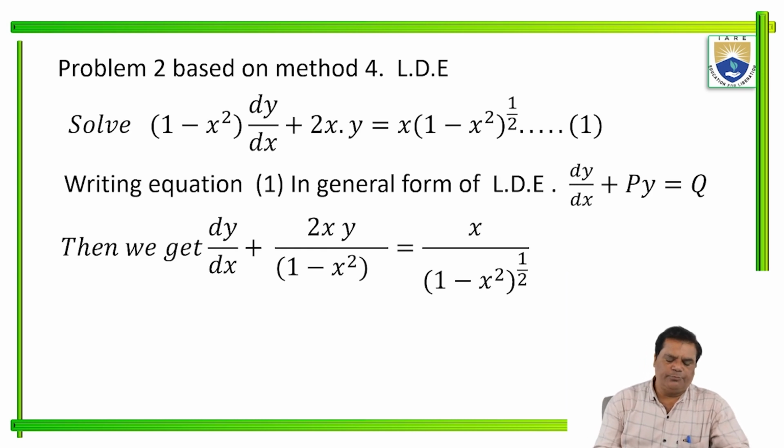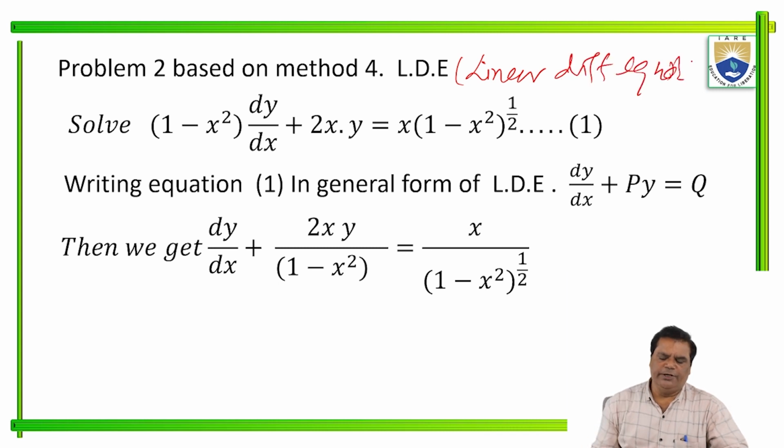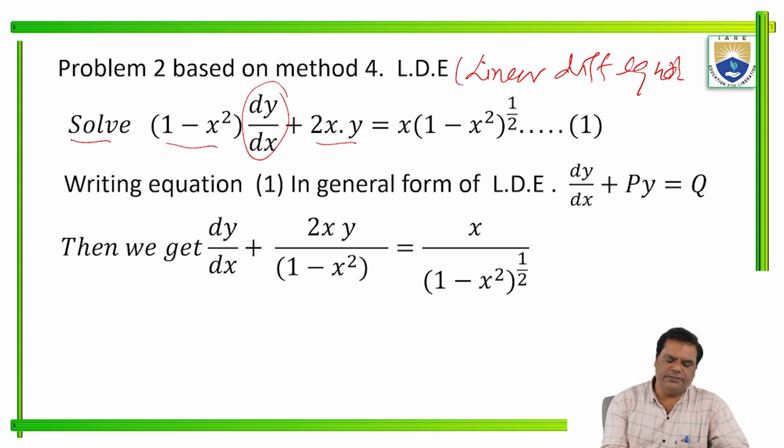Next problem, problem 2, based again on method 4, the linear differential equation. This is a linear differential equation: (1 minus x square) dy over dx plus 2x into y equals x into (1 minus x square) to the power 1 by 2.